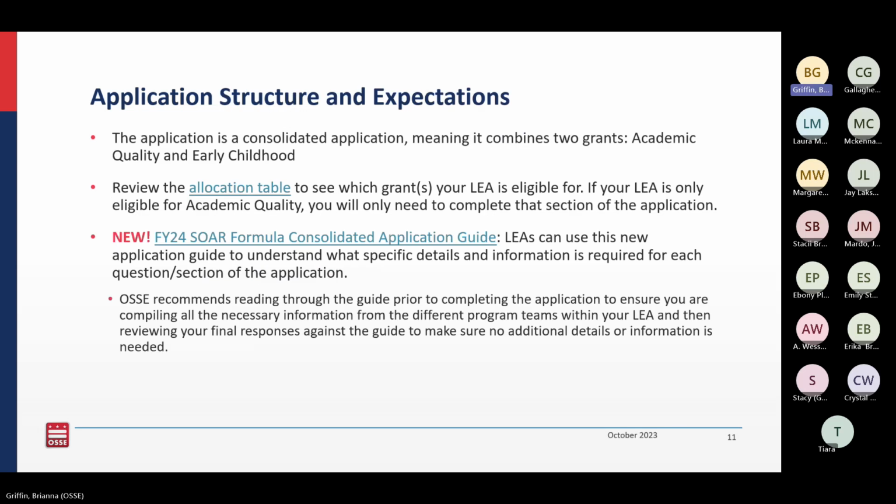The application is built as a consolidated application, meaning it combines both the academic quality and early childhood grants. So you should review the allocation table to see which grants your LEA is eligible for. If your LEA is only eligible for the academic quality grant, which is the vast majority of LEAs, you will only need to complete that section, and you will not complete anything on the early childhood section of the application.